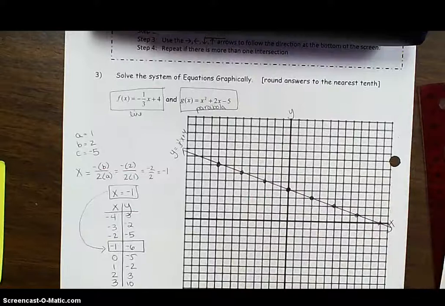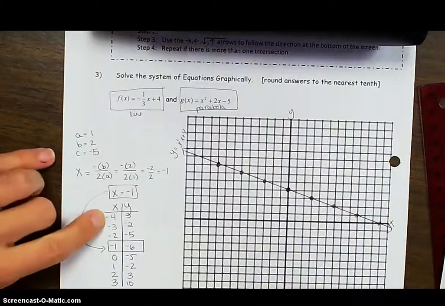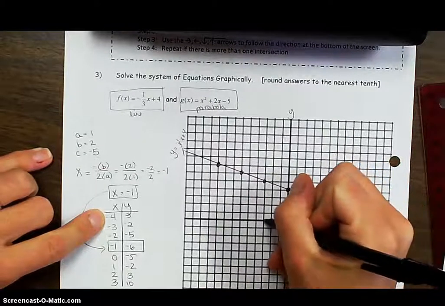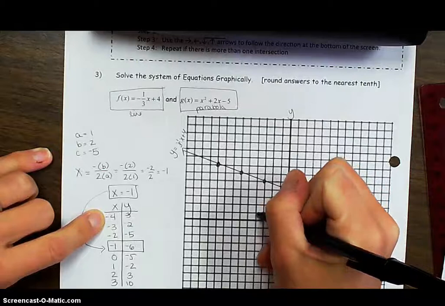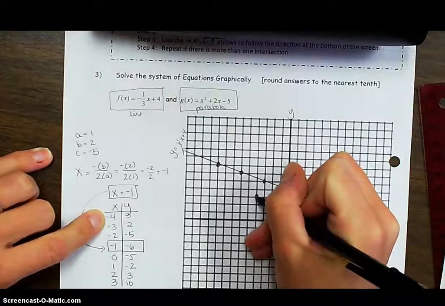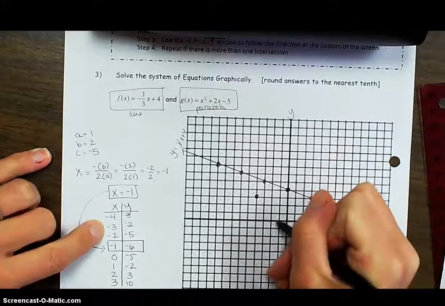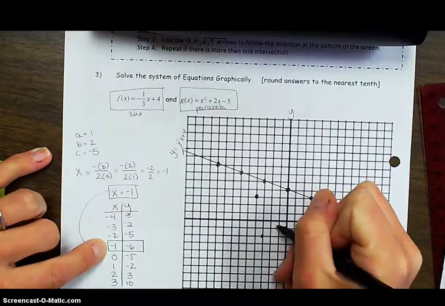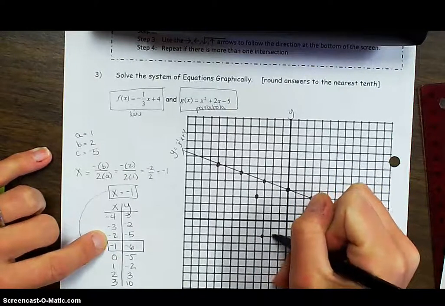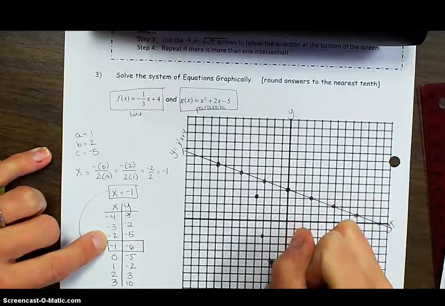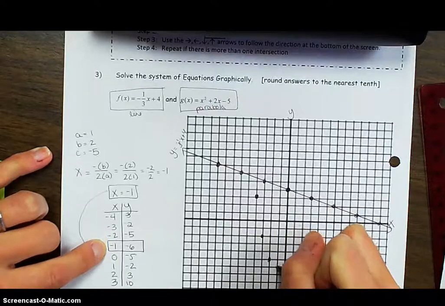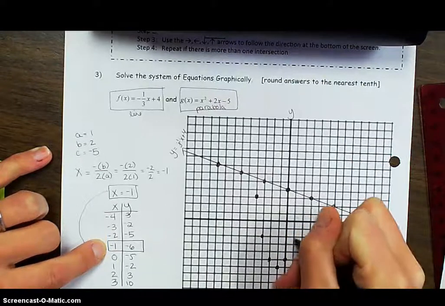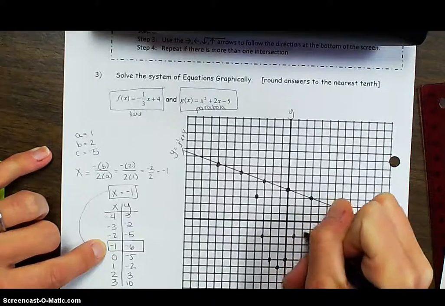Okay, so now we're going to go ahead and plot these points. So negative 4, 3. 1, 2, 3, 4. Up. 1, 2, 3. Negative 3. 1, 2, 3. Negative 2. Negative 1, 2, 3, 4, 5. And then we're going to go back up the other side.